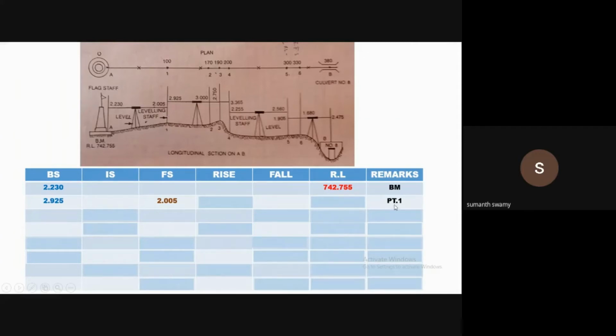So on the same row of point 1, since the backside is taken, enter the reading 2.925 at the backside. Okay. So next thing is point 2. Now the staff is shifted to point 2. So the remark, let us enter it as point 2. In point 2, the reading taken is intermediate side. So let us enter the reading which has been taken on point 2 at intermediate side only.